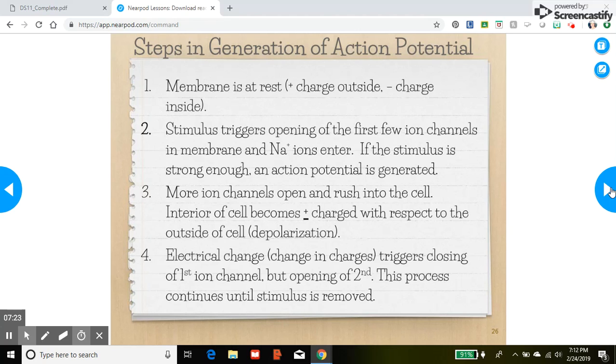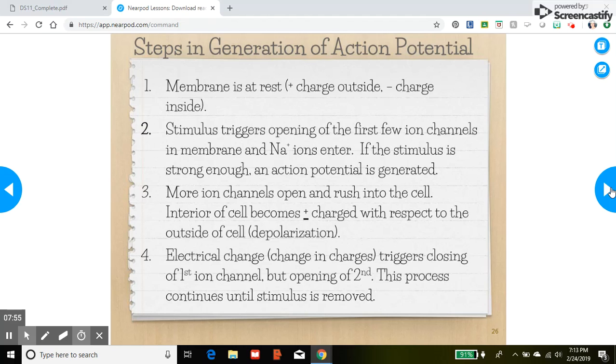Step number 3. As that happens, this threshold has been reached. So now more ion channels are going to open. As more channels open, we have more of the sodium that's going to enter the cell. And so now we're looking at the differences in the charges, right? So now the inside of the cell is becoming more charged, and that's going to set off depolarization.